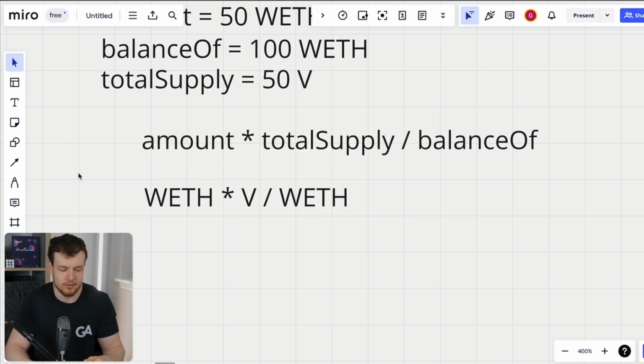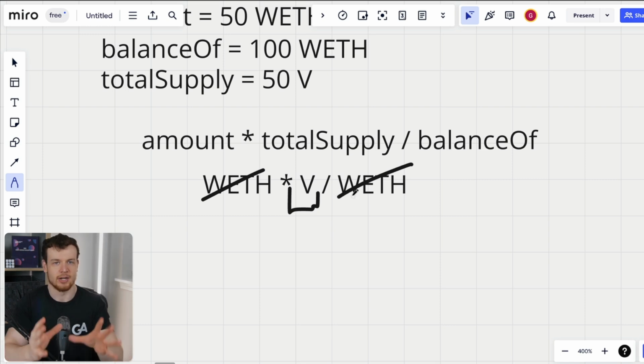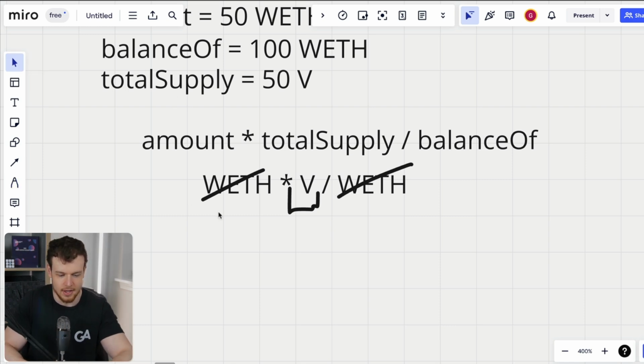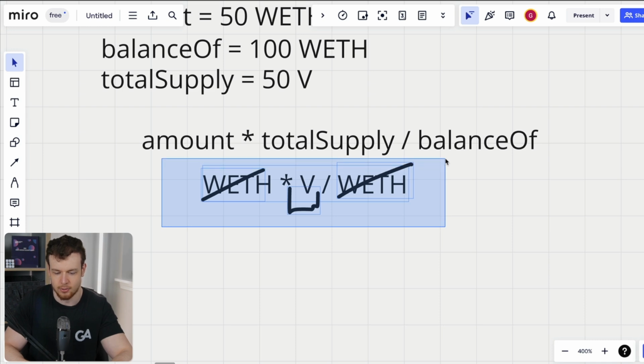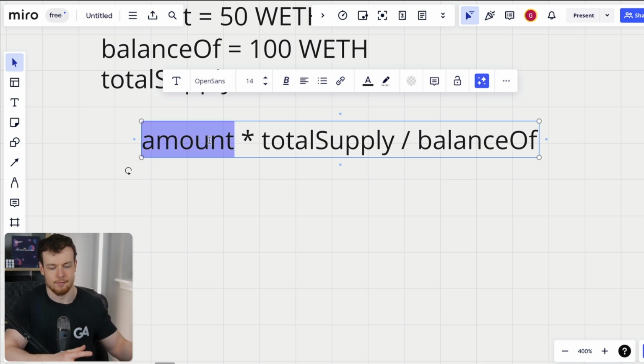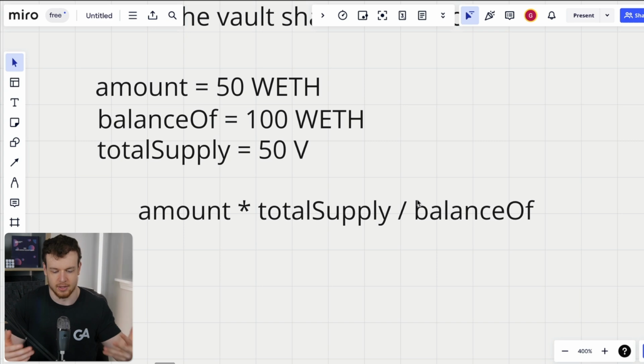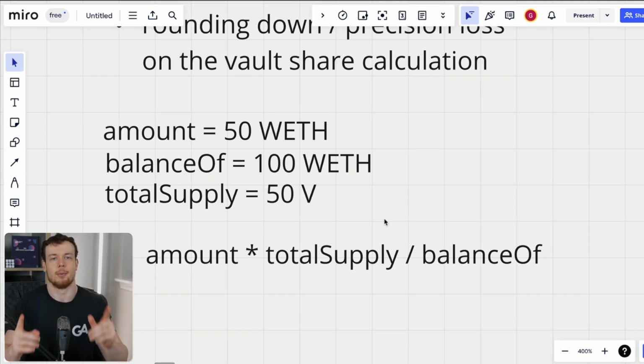And so I can clearly tell that what this formula yields is our wrapped ether amount cancels with the balanceOf, and we get a vault token amount. At least we are getting the expected units. Then in terms of the magnitude of what is being returned here, we are getting the amount valued at the ratio of the total supply of vault tokens to the balance of the vault, right? That's where the exchange rate comes in. So this is the formula we're going to use to determine how many vault shares you get when you deposit a certain amount of assets.